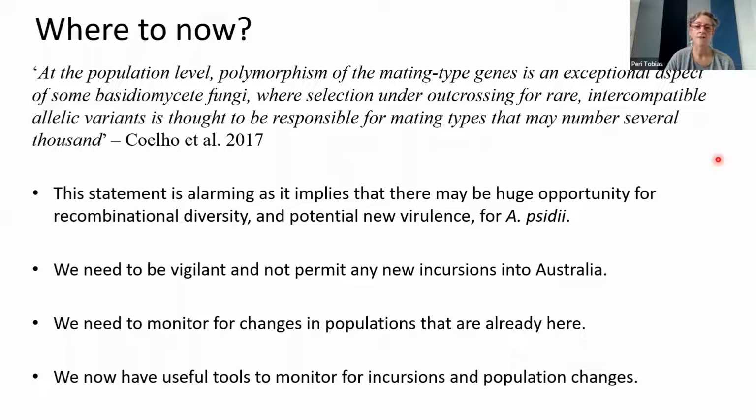It implies that there may be huge opportunity for recombinational diversity and potential new virulence. So we need to be vigilant. We need to not permit any new incursions into Australia. We need to monitor for changes in populations that are already here. And we now have these useful tools to monitor for incursions and population changes with this new genomic information.